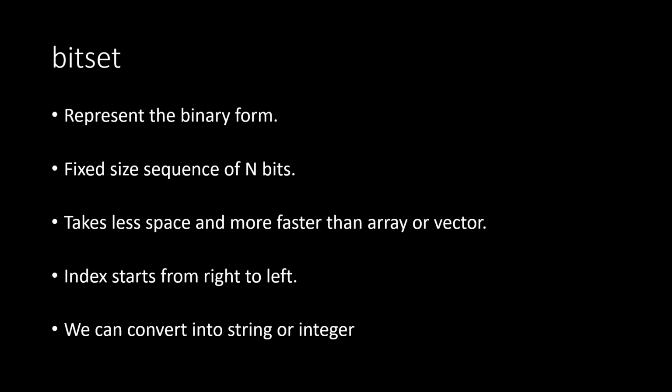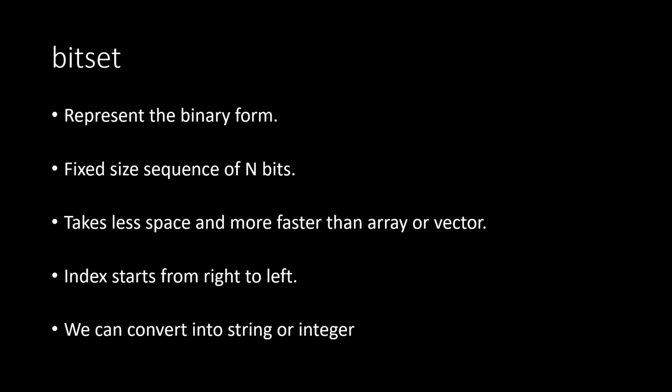The Bitset class is fixed size, which means we cannot change the size of the bits. Once we declare it, we cannot change the size. So it is one of the main disadvantages of Bitset. While declaring the object, we want to specify the size of the Bitset value. The next point is that it takes less space and is faster than an array or vector. So it is the main advantage.